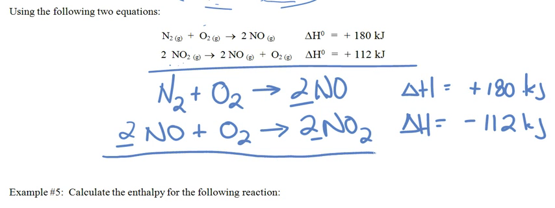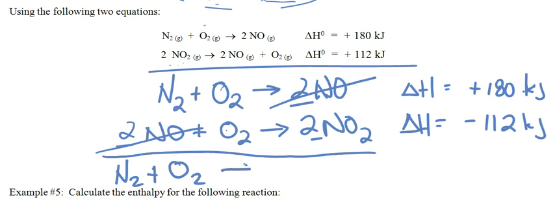Is there anything that we can cancel out on both sides or eliminate? Probably that's the proper term. We have the two oxygens on the same side of the arrow, so we don't want to cancel that out. Nitrogen only appears on the reactant side. NO2 only appears on the product side, but we do have two NOs on both sides. So we can eliminate those. So what's left is N2 plus O2 yields 2 NO2.